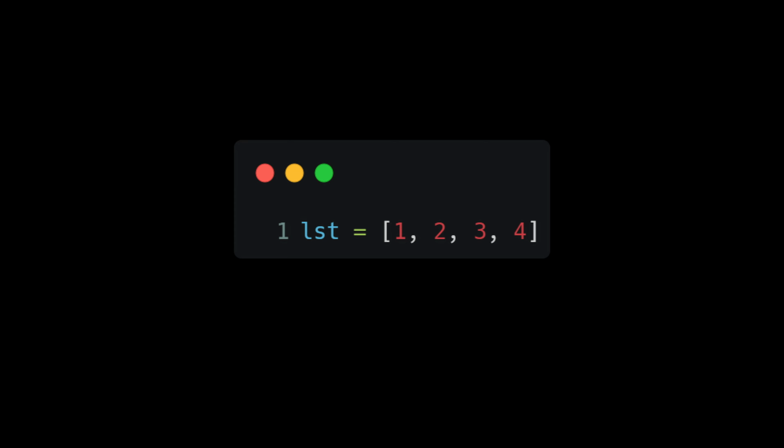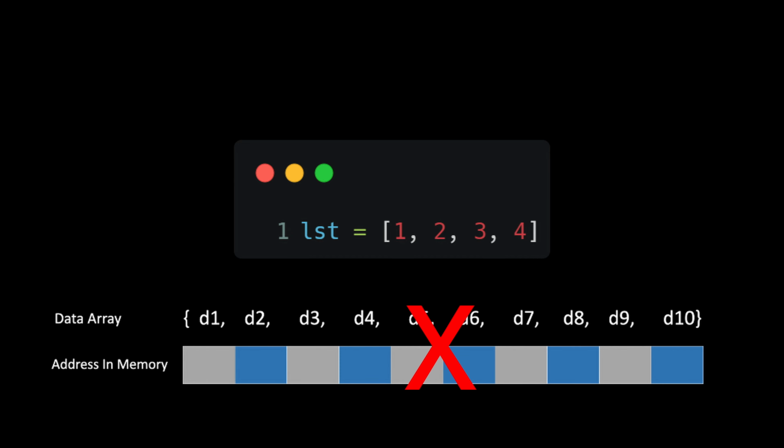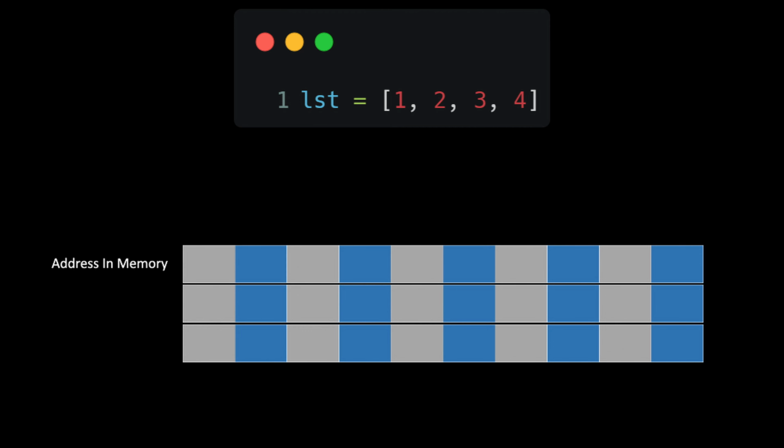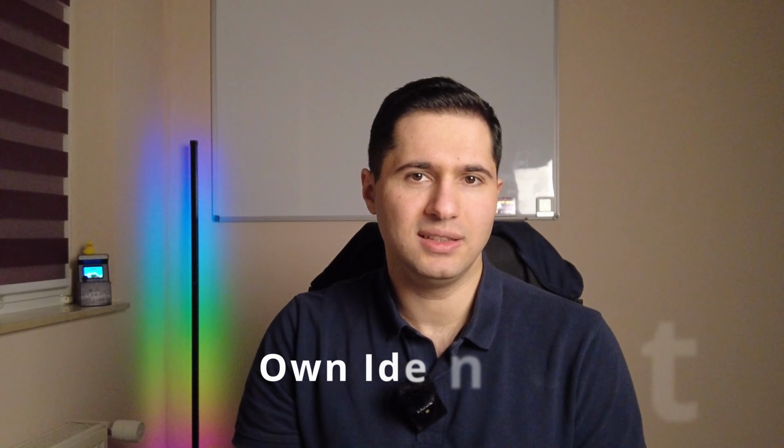Let's start with a familiar one, a Python list. When you write this, it feels like you created 4 numbers in a row, but physically that's not what exists in memory. A Python list does not store numbers, it stores references. What you actually have is one array of pointers, and each pointer refers to a separate Python integer object somewhere else in memory. Each of those integer objects has its own metadata and its own identity. The list itself doesn't own the data, it only knows where the data lives.